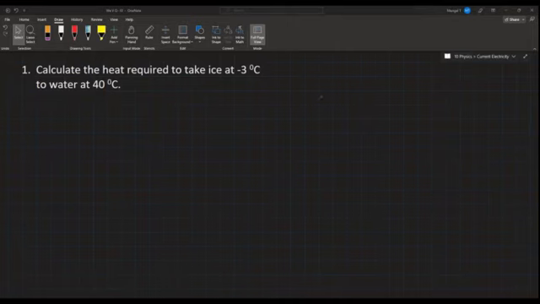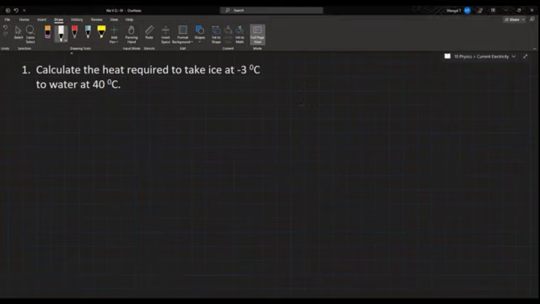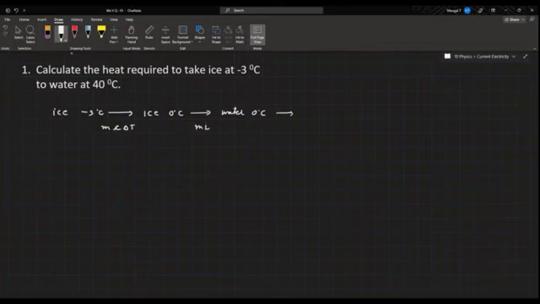Fine. So when you have ice which is at -3 degrees Celsius, you will take it to ice at 0 degrees Celsius. To do that, you have mc delta T. There is no change in state. The change in temperature is happening. Then you take it to water at 0 degrees Celsius. So that is melting. That is m into L. Then you take it to water at 40 degrees Celsius. So that is mc delta T. So there are 3 steps in this. Therefore heat required will be mc delta T, mL, and mc delta T.